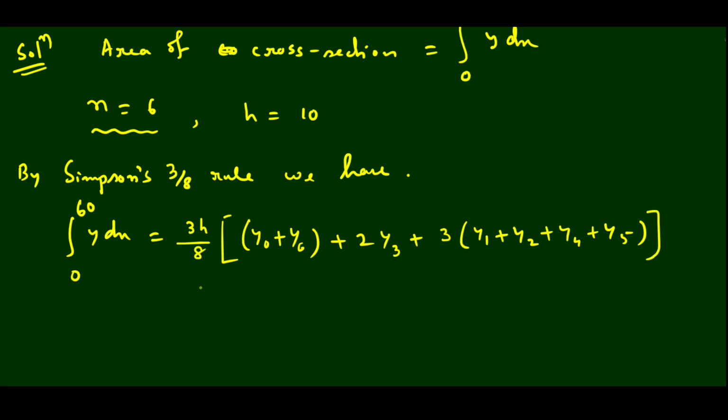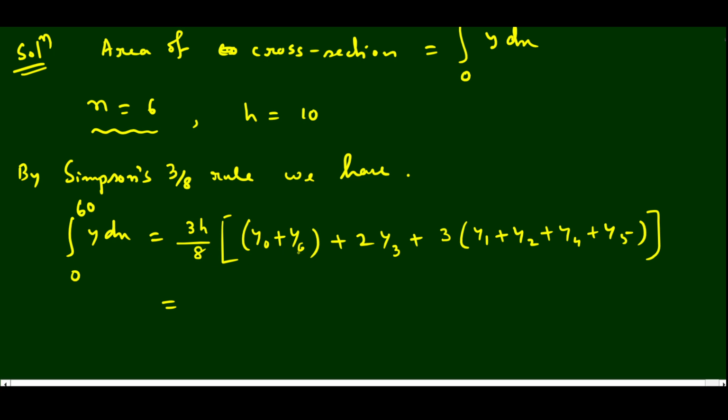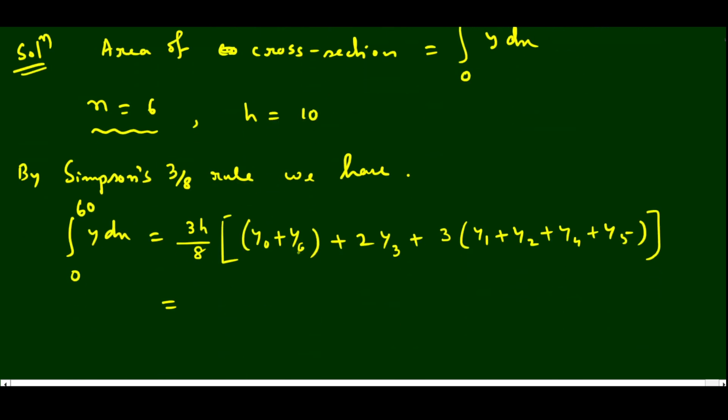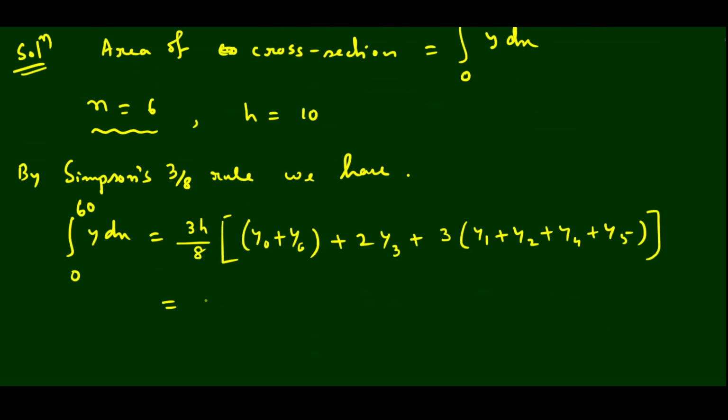So all the values are given in the question. H equals 10. In place of h, you just put 10, and y naught, y6 you'll get from the table. Okay, it's written in the table. So put all the values, and after putting the values, we'll get the answer. So I hope Simpson's 3 by 8 is clear to you.